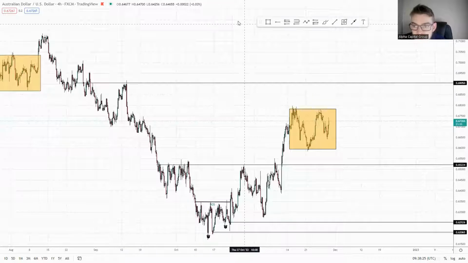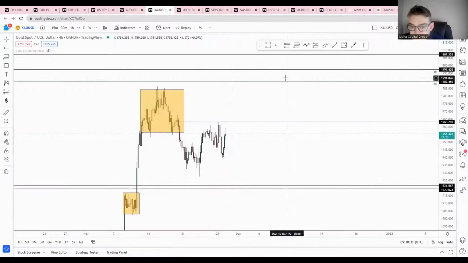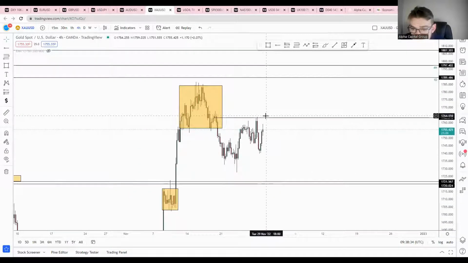So that would be something to watch over the next few days to see what sort of reaction develops in this zone of interest. Gold is quite interesting, structurally speaking.